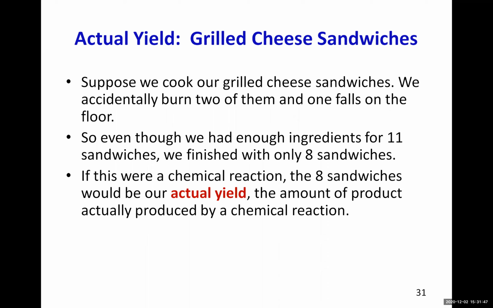And so if this were a chemical reaction, the 8 sandwiches would be our actual yield. The actual yield is the amount of product actually produced by a chemical reaction, because it's never perfect. You never completely get 100% of the product, usually.